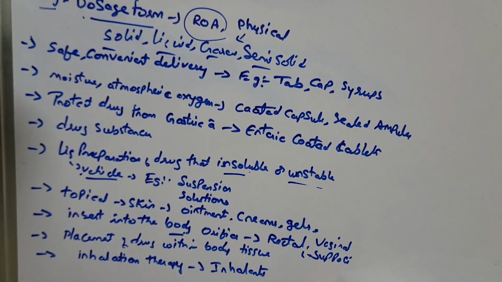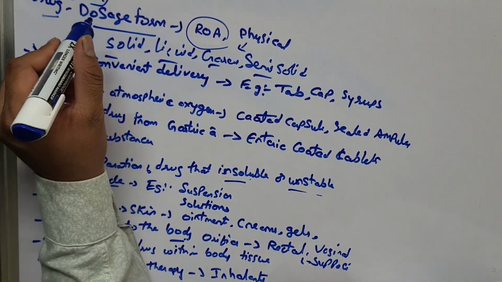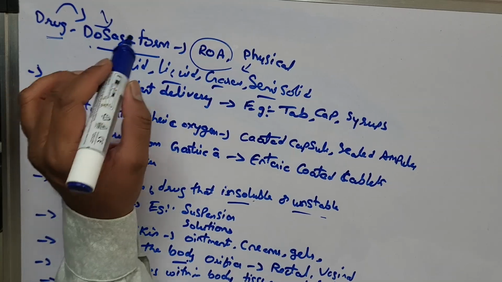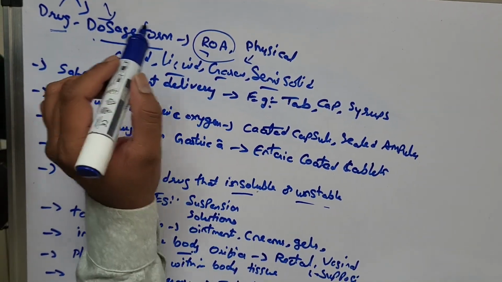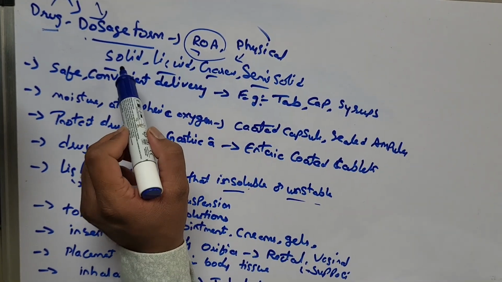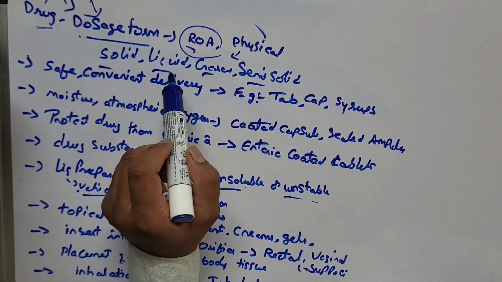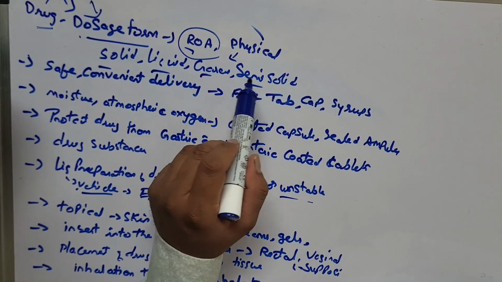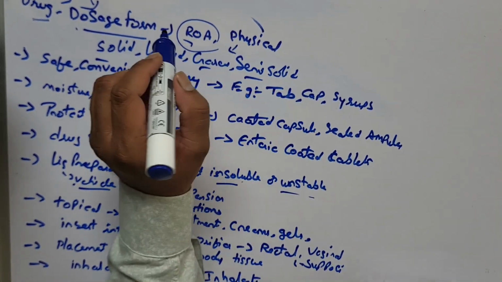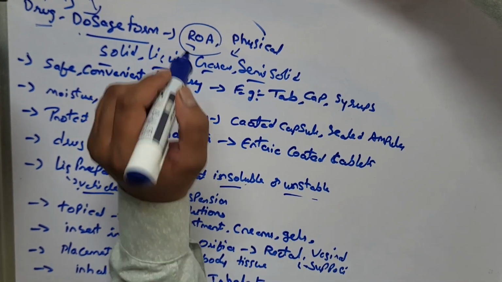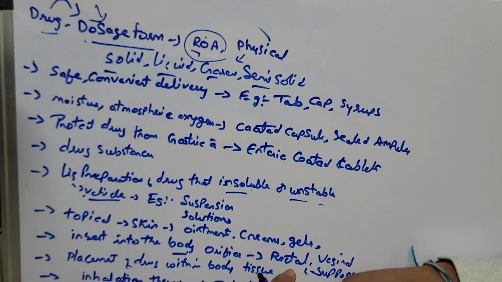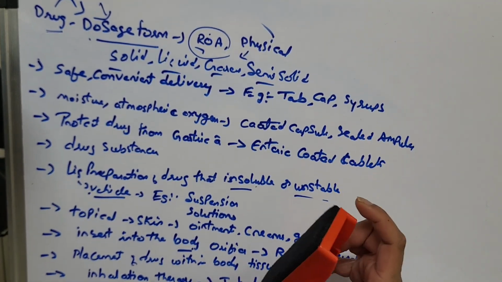Understand? Next, last class I already told you about the classification of dosage forms. That is depending upon the route of administration and depending upon the physical form. The physical forms are solid dosage form, liquid dosage form, semi-solid dosage form, and gaseous form. Whereas the other classification is based upon the route of administration.